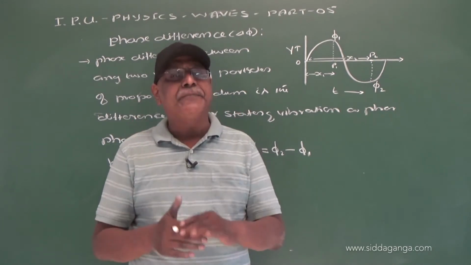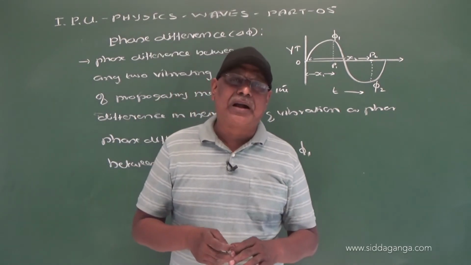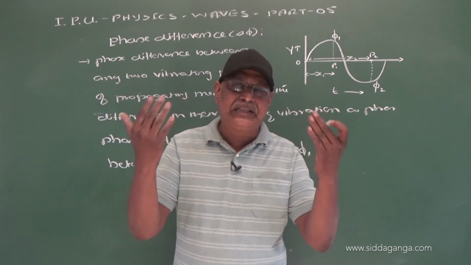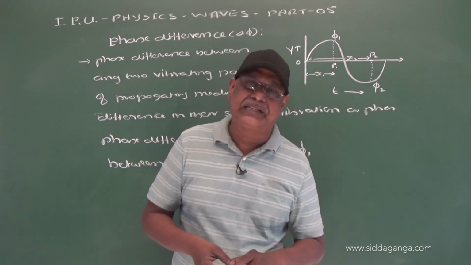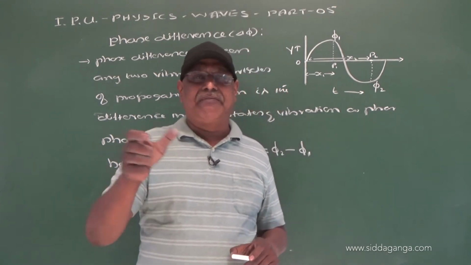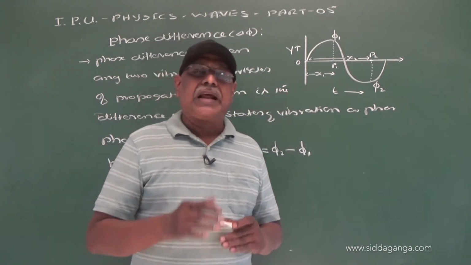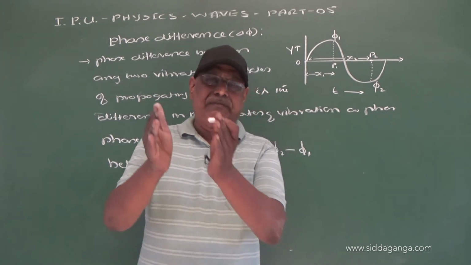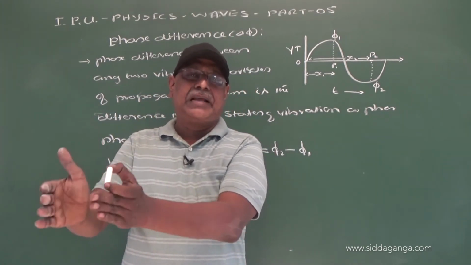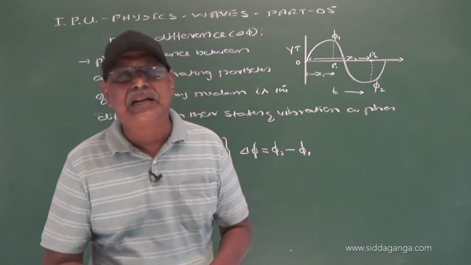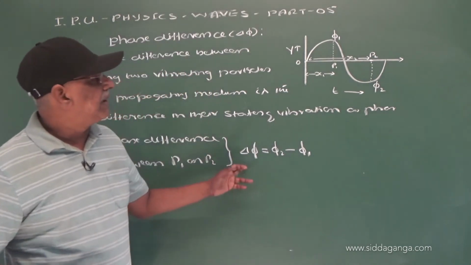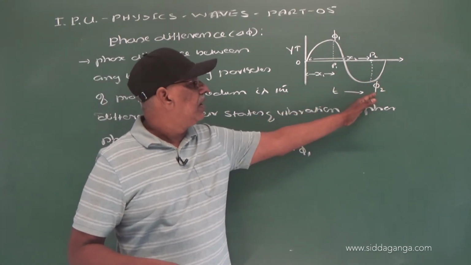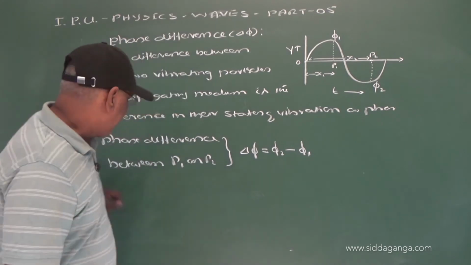In a similar way, if two particles of propagating medium are in different states of vibration or phases, then there exists a phase difference between them, right? The phase difference between the two particles is the phase of one particle minus the phase of the other particle, right? Here the phase difference between these two particles is phi 2 minus phi 1.